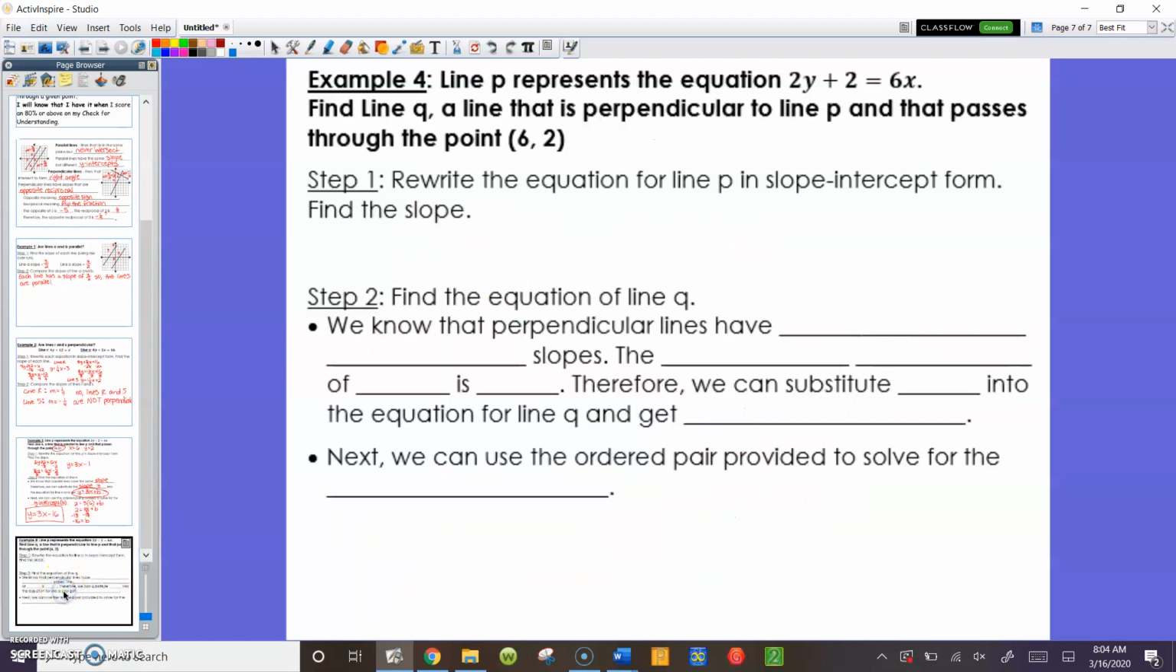Example 4, we're given the exact same equation and the exact same point, but this time we want to find line Q, which is the line that's perpendicular. So again, we have to rewrite this equation. Since we've already rewritten it on the last example, I'm just going to go ahead and write down what we got, which is 3x minus 1. Now, to find the equation of line Q, we know that perpendicular lines have opposite reciprocal slopes.